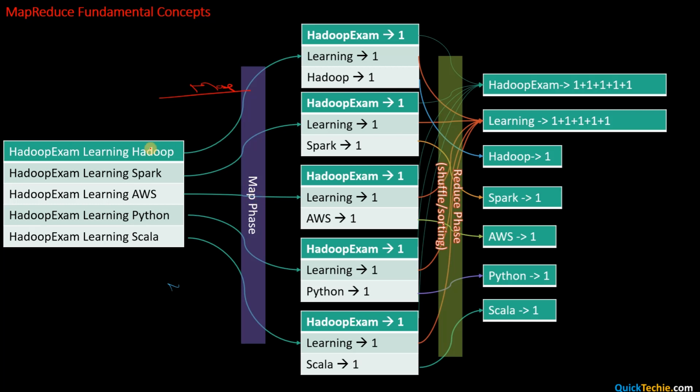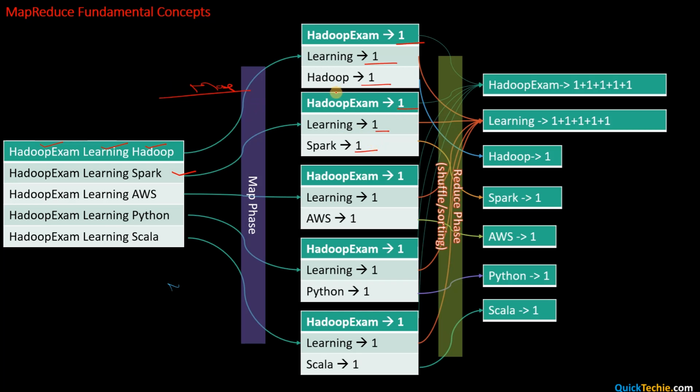What you would do is read each line and break the line into words. Here I'll break it, and 3 words would be generated, and for each word we put a count of 1. So Hadoop exam is 1, learning is 1, and Hadoop is 1. Similarly for the second line, we generate these and put 1 for each, and Spark is another. That is called your map phase.